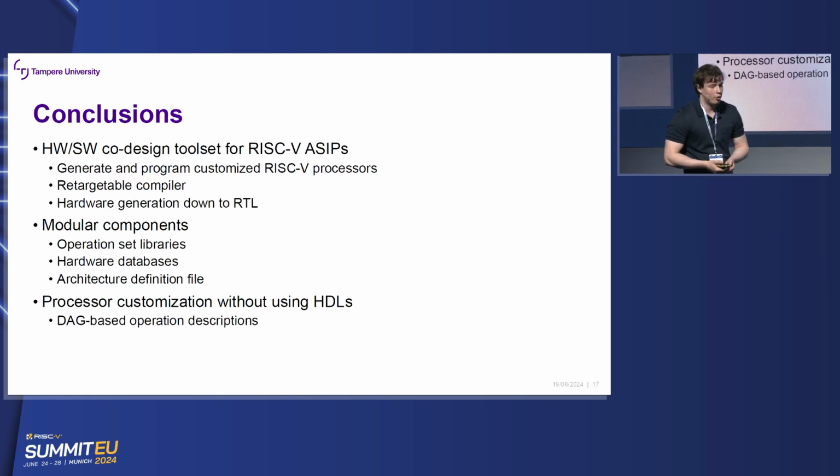So in conclusion, OpenASIP is a hardware-software co-design toolset, and you can design RISC-V ASIPs with it, and also TTA ASIPs. And it has a retargetable compiler, so you can program from C, and it will use your custom instructions when you invoke them. And there's also support for RTL generation from this processor description. And it's quite modular, so it has different components, and the idea is that you have high design reuse between different architectures. And you can do all of this without using any RTL.